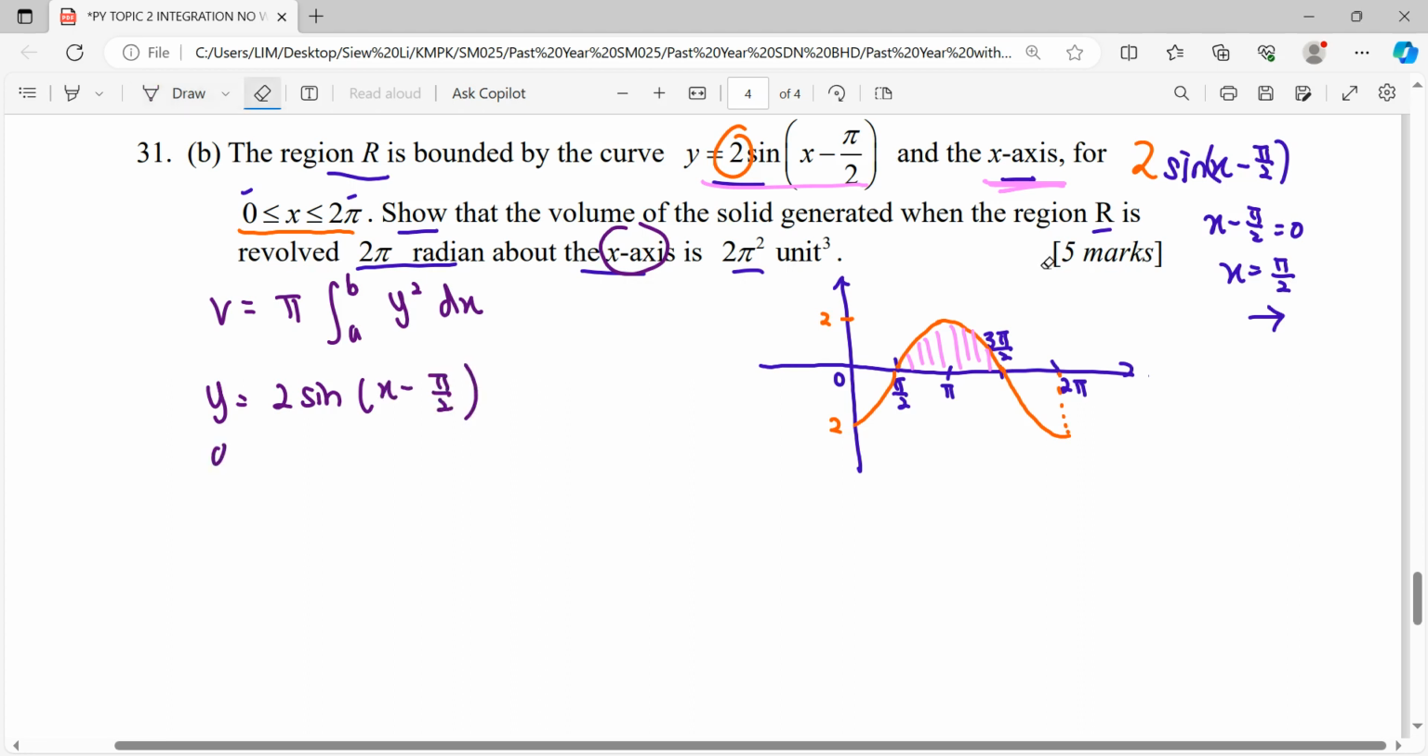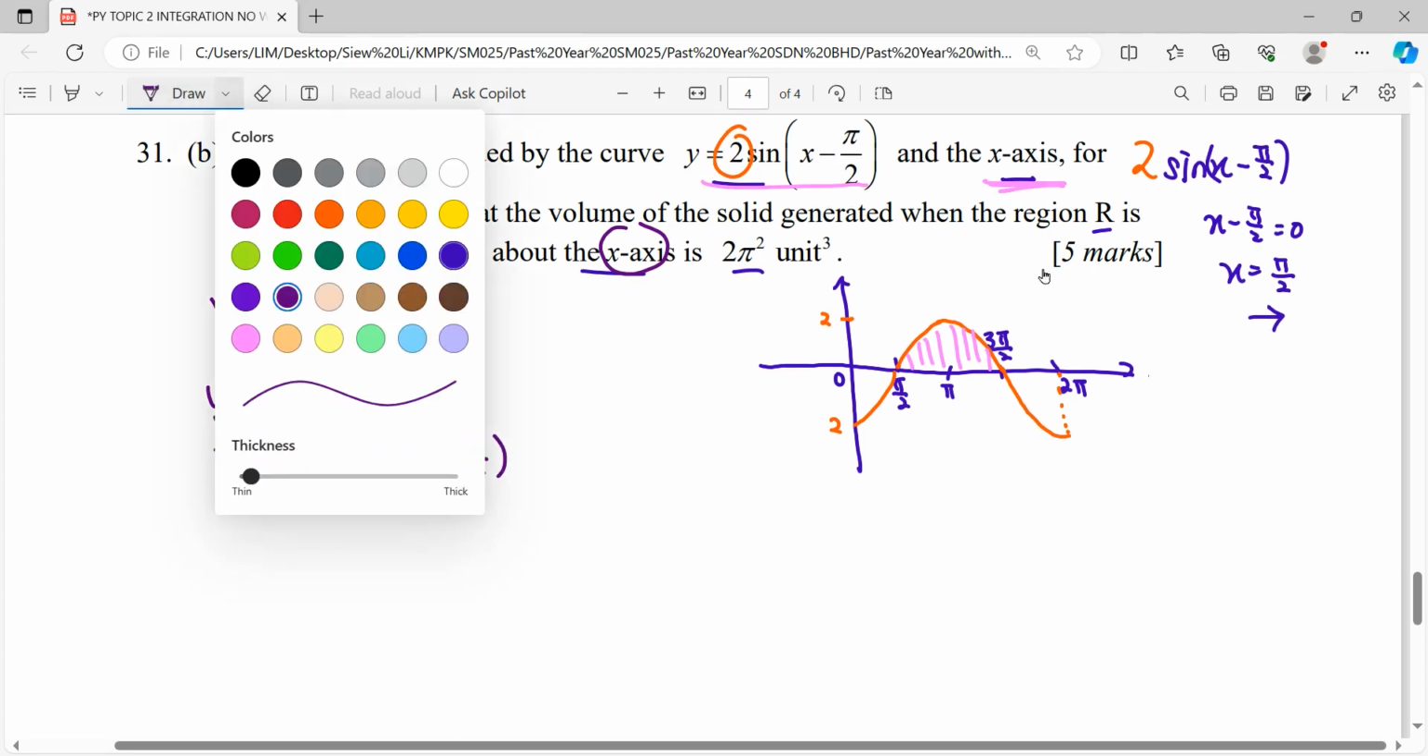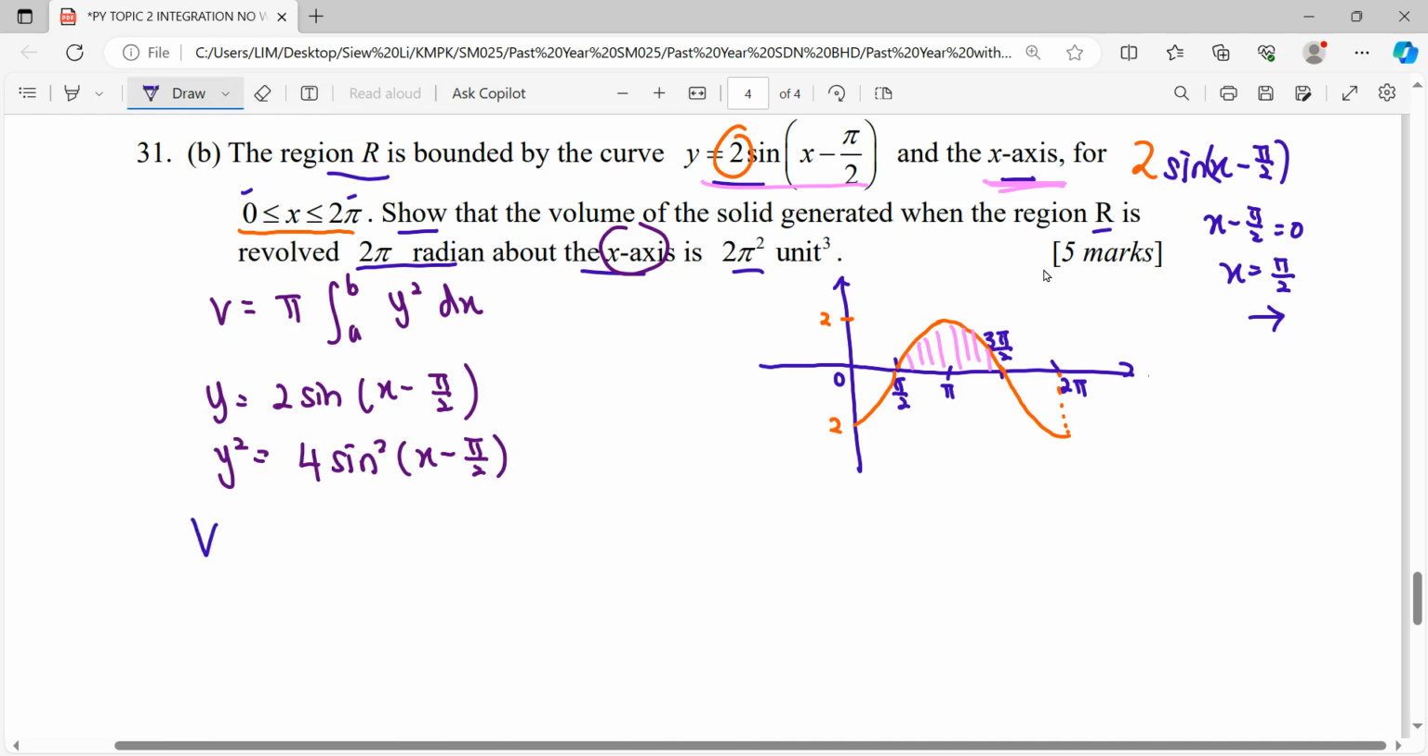y squared, the function will become 4 sine squared of (x minus pi over 2). Then we put it into our formula where we want to find the volume. So pi, starting with lower limit pi over 2 up to 3 pi over 2, for the curve, 4 sine squared of (x minus pi over 2) dx.